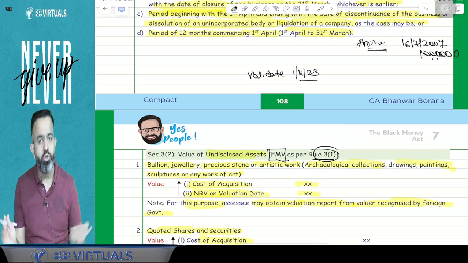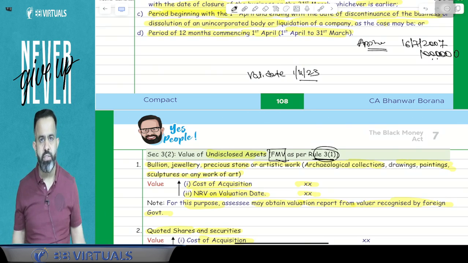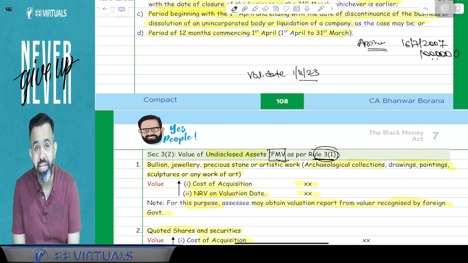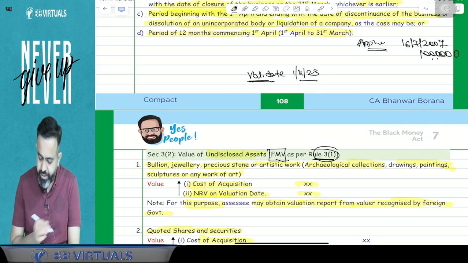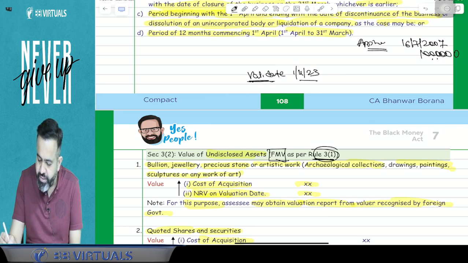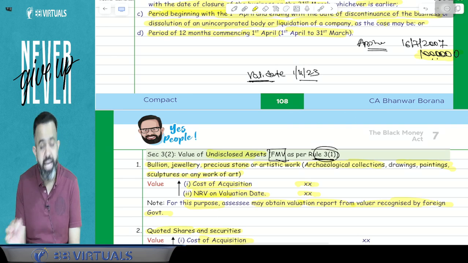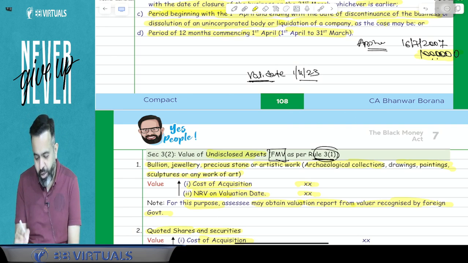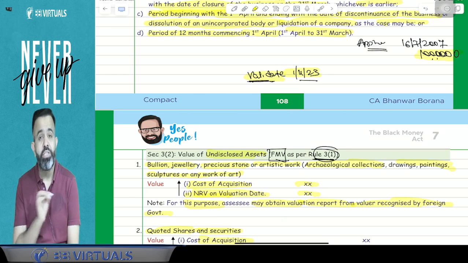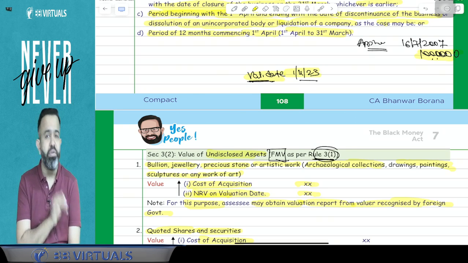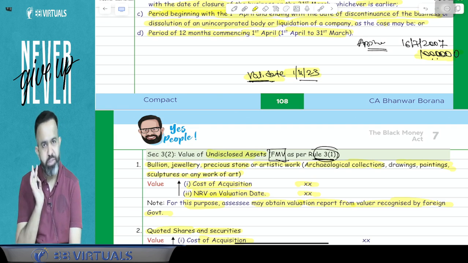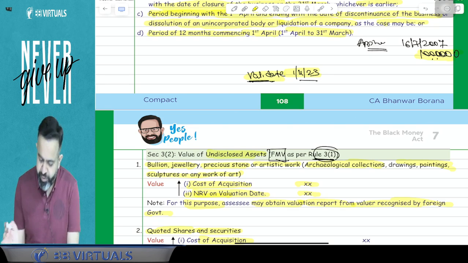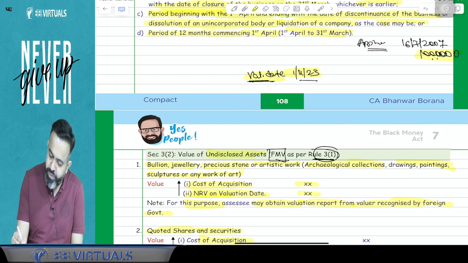Earlier it was not known, meaning it was undisclosed, but suppose in the current year the AO gets to know about the share. First we have to take the valuation date. Here the cost is 10 lakh. Second is NRV as on valuation date. NRV as on valuation date will always be 1st April of the previous year. In case of the asset, 1st April of the previous year will be the valuation date. So here, our valuation date is 1st April 2023.